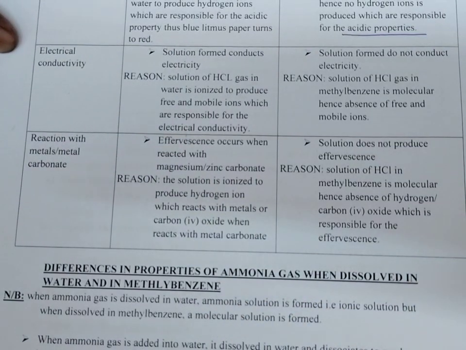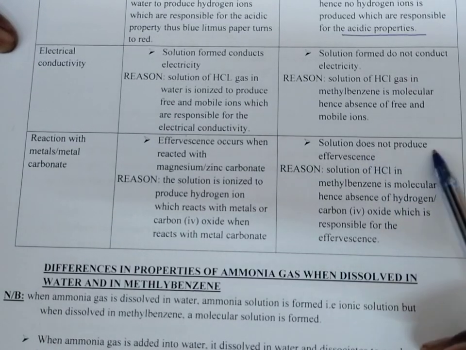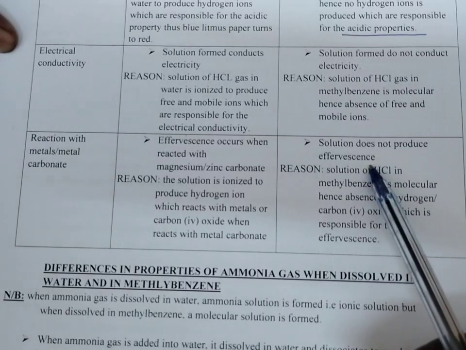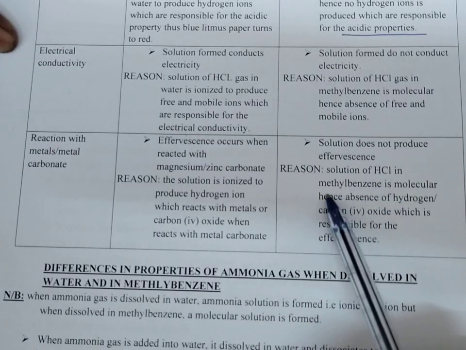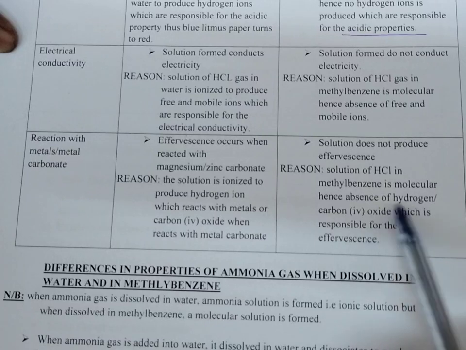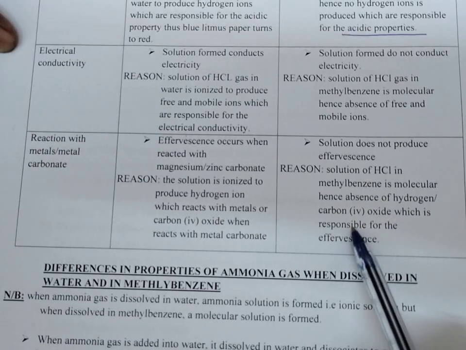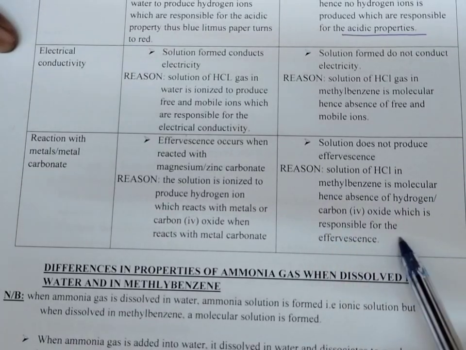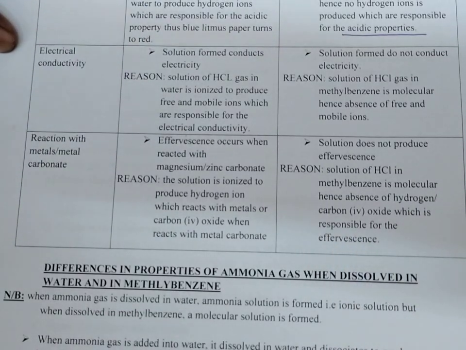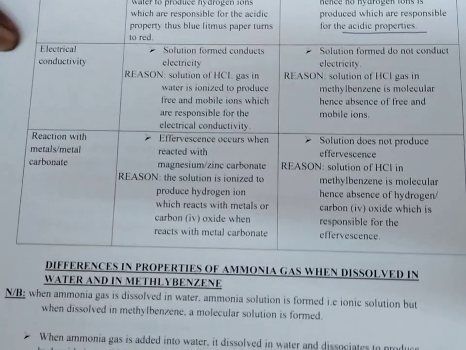What about when we have hydrogen chloride gas in methyl benzene? Is there any effervescence? The solution does not produce effervescence. What is the reason? The solution of hydrogen chloride gas in methyl benzene is molecular. Hence, there is an absence of hydrogen or carbon dioxide, meaning there is no production of hydrogen gas and no production of carbon dioxide. If there is no production of any gas, there is also no effervescence, because effervescence is due to the production of a gas.